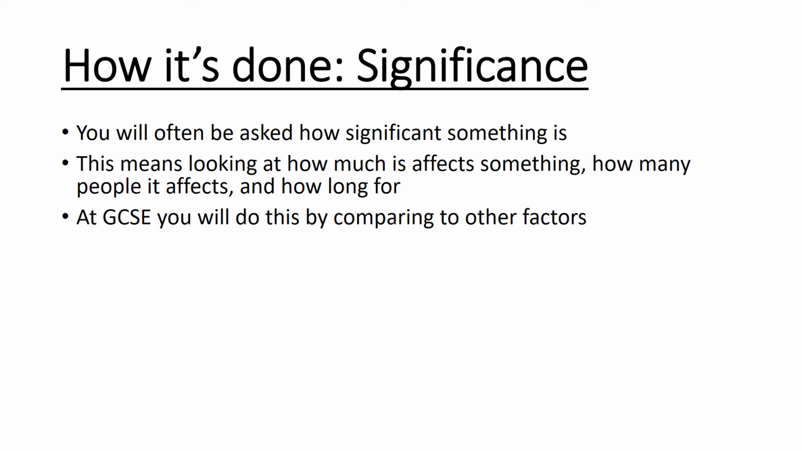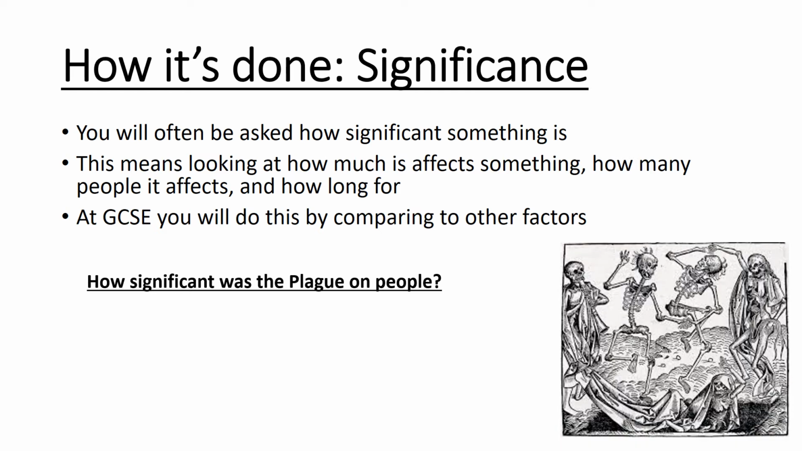So you will often in history be asked how significant something is. And again, it means looking at how much it affects something, how many people it affects, and how long for. And at GCSE, you will do that by comparing to other factors. So we'll do one all together. How significant was the plague on people?